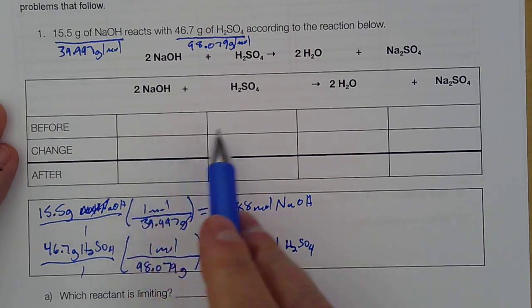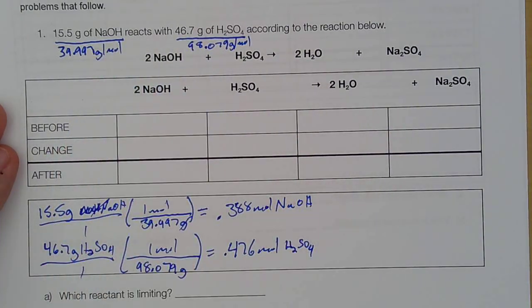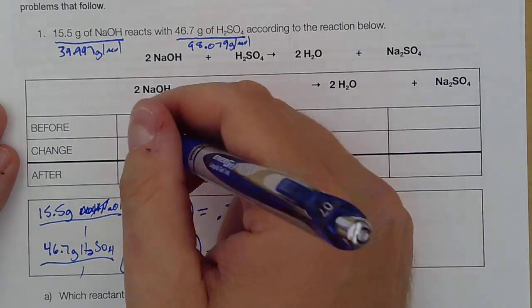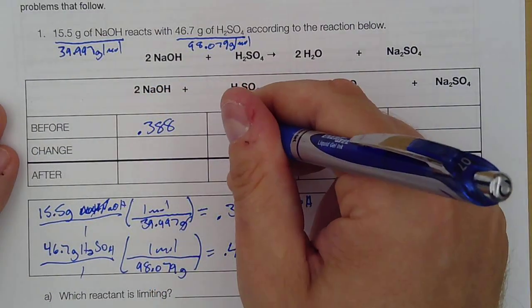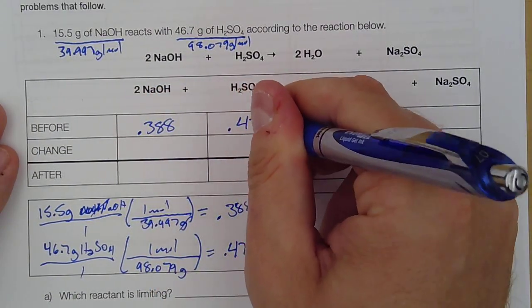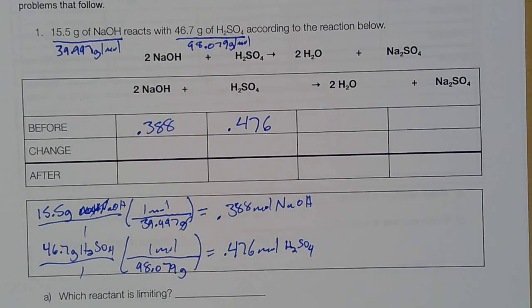So this is what I pulled out of my cabinet. I'm saying I have these two things to start, and I need to know what's going to run out when I'm doing my reaction. So my NaOH is that 0.388, and then this one is 0.476. Now my goal is to figure out how much am I going to be able to make before one of these ingredients runs out. So which ingredient is going to run out first?